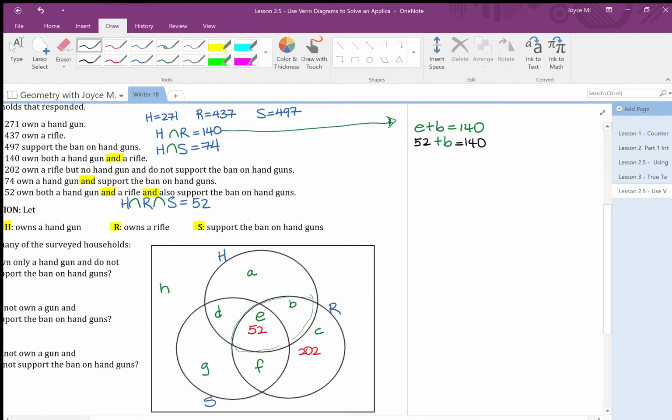So B is equal to 88. So B is 88. I'm going to fill in the blank space for B. Okay, that is 88.